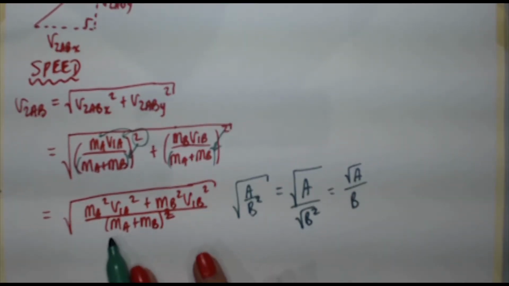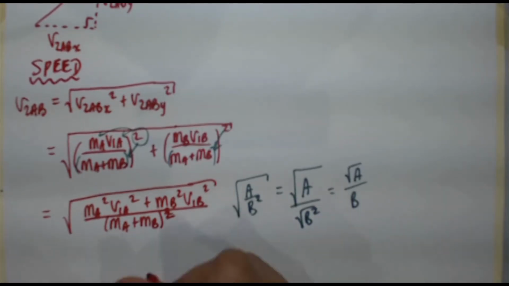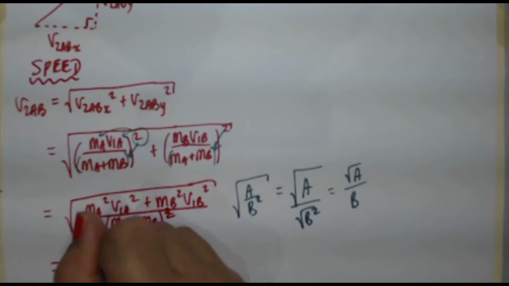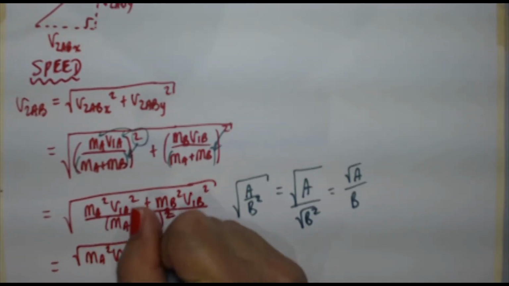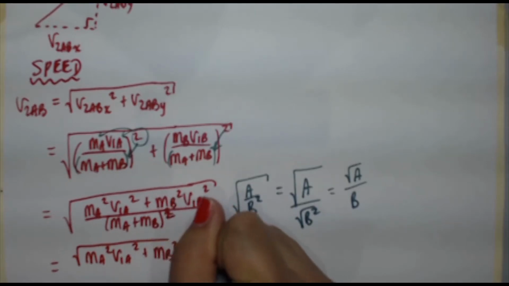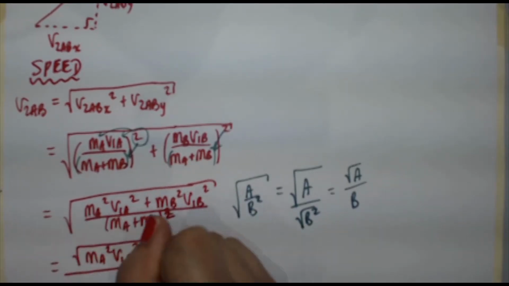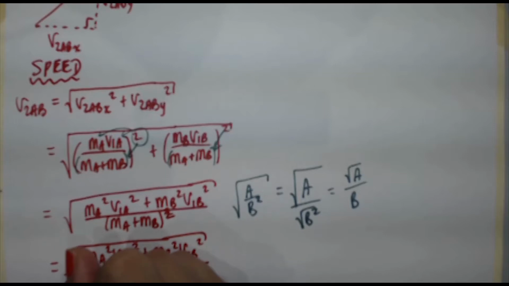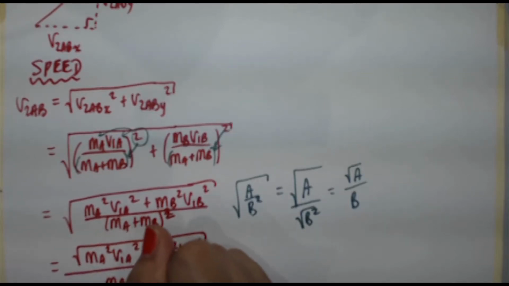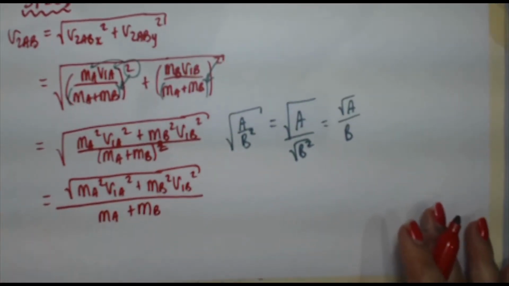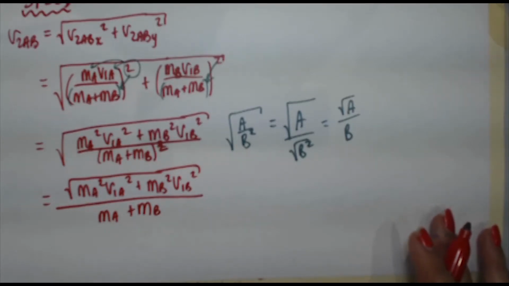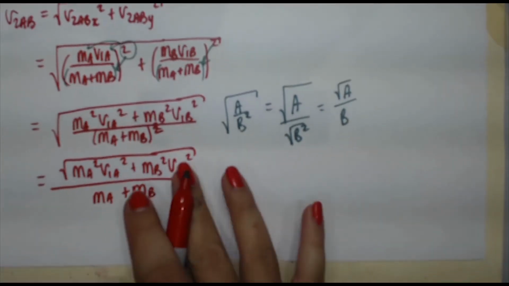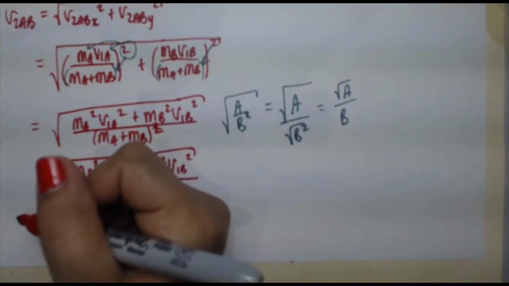My B squared is the MA plus MB squared in the denominator. I'm going to get rid of that square. So essentially I'm going to be left with MA squared V1A squared plus MB squared V1B squared, and then that radical should only be in the numerator, over MA plus MB. So at this point, you just have to plug in your values so that you can solve for this. Okay, so let's plug in our numbers.